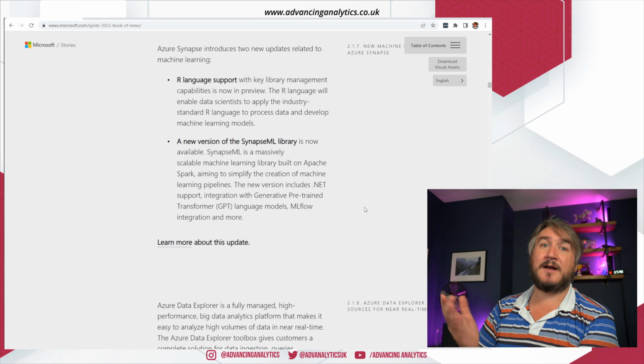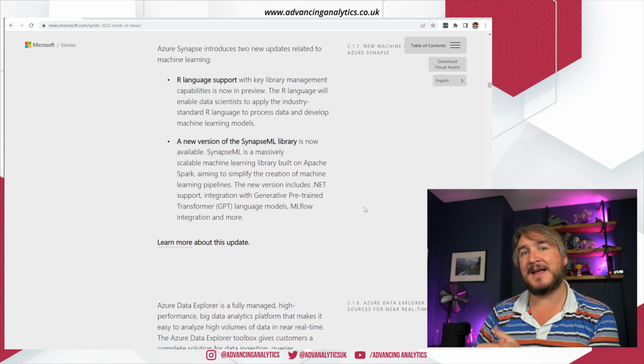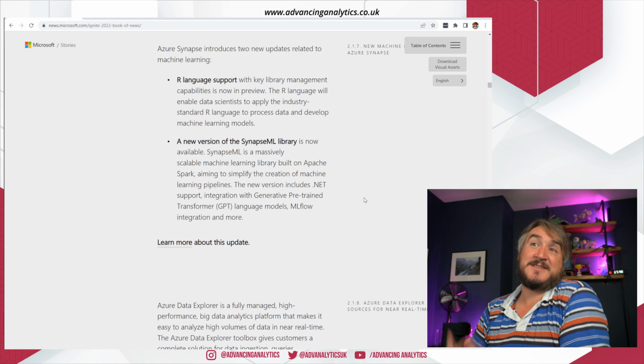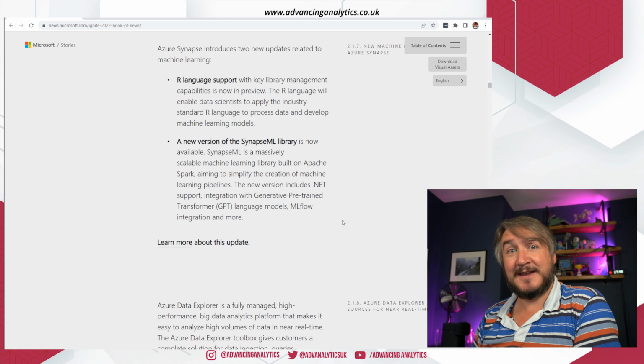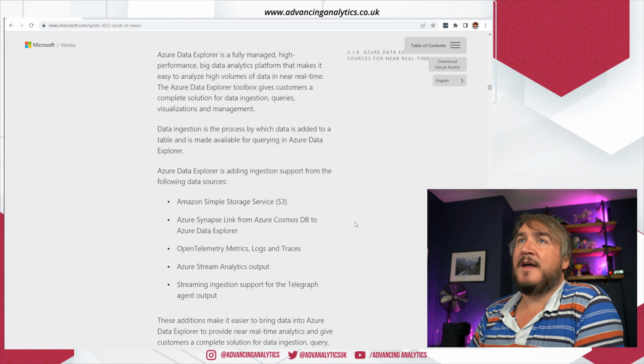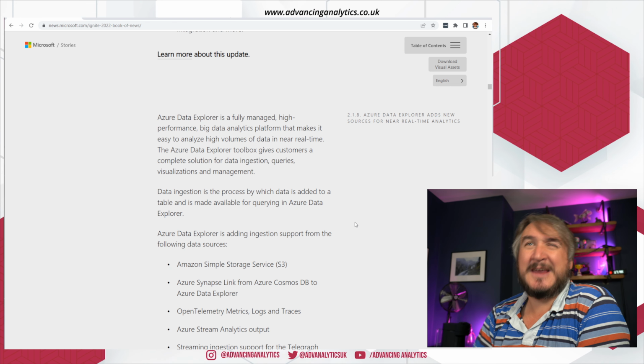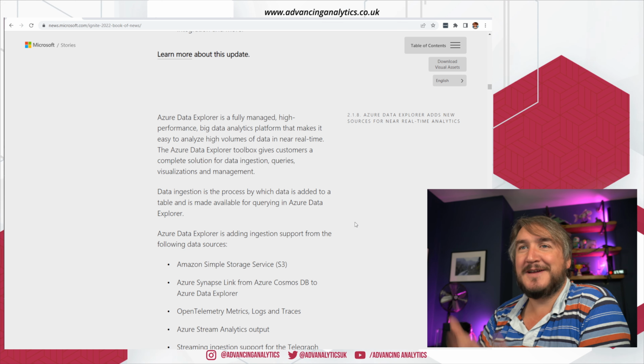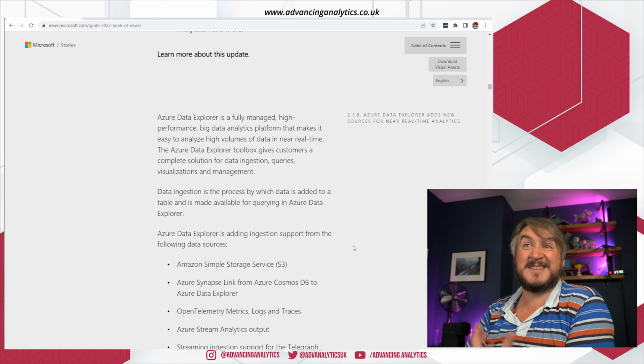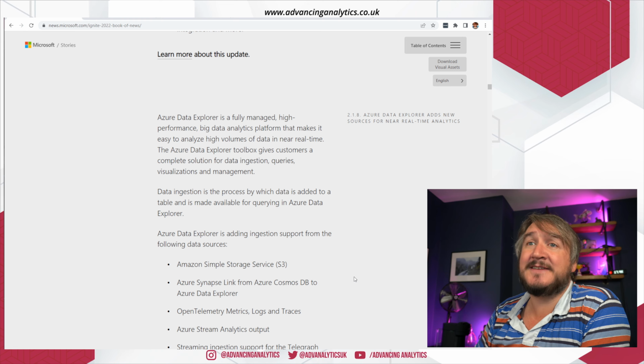Also, the Synapse ML library is getting better. We did talk about that in the last update, so it's good that it's getting even better. Then other bits: we've got some Azure Data Explorer updates. Again, we keep seeing more and more changes each month, making it easier and easier to go and grab data.